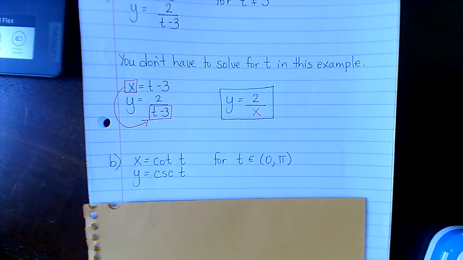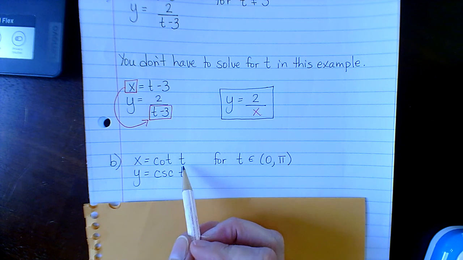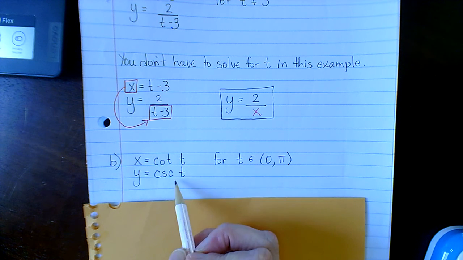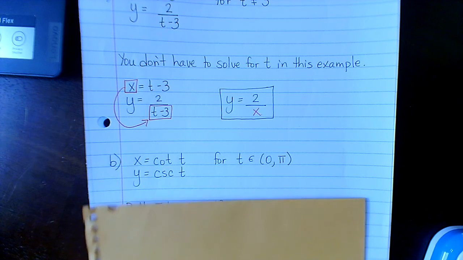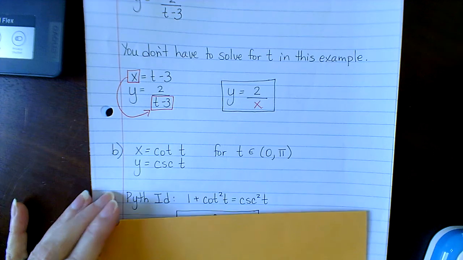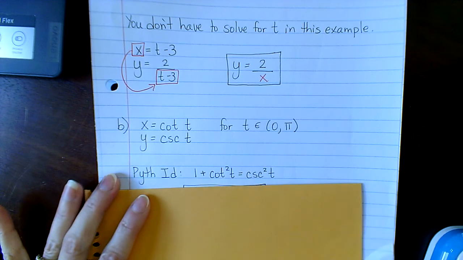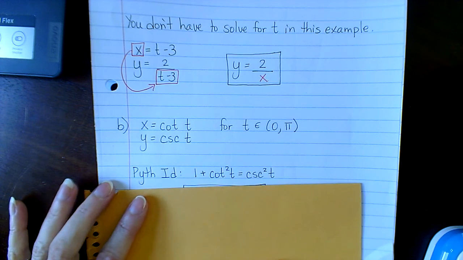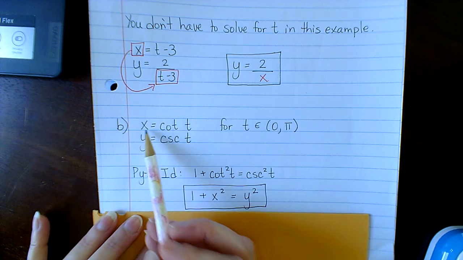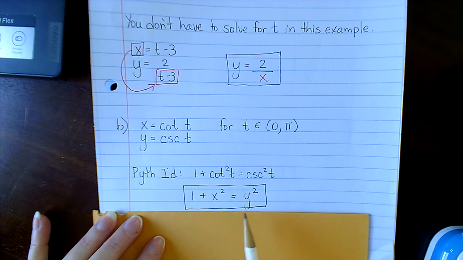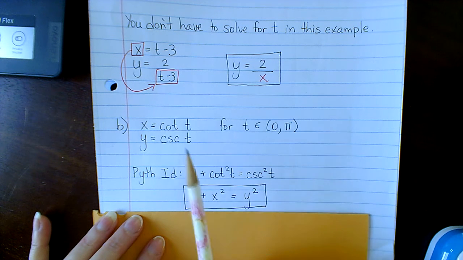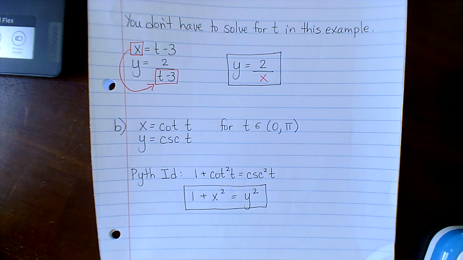This one we don't try to do the substitution business. Don't try to solve this for t and then sub it in there. Instead, we're going to use a Pythagorean identity, specifically the one that involves cotangent and cosecant. So 1 plus cotangent squared equals cosecant squared. So cotangent t is x, and cosecant t is y. Substituting those in, we get 1 plus x squared equals y squared.